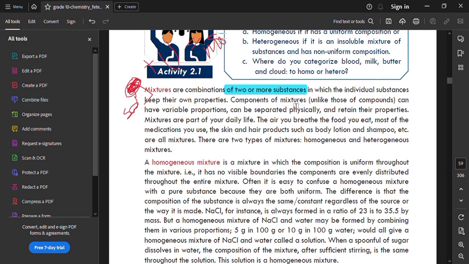Components of mixtures can have variable proportions, can be separated physically, and retain their properties. So mixtures are part of your daily life.